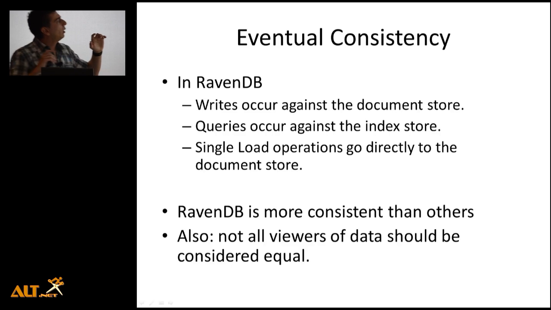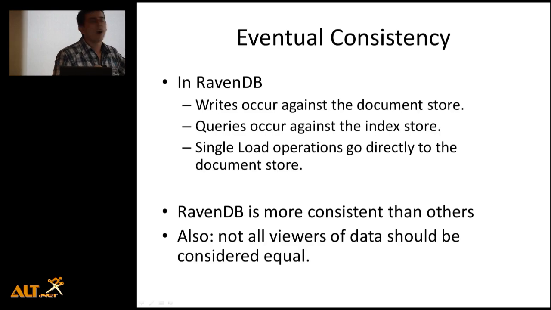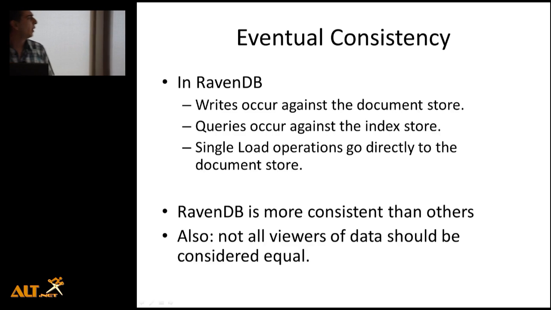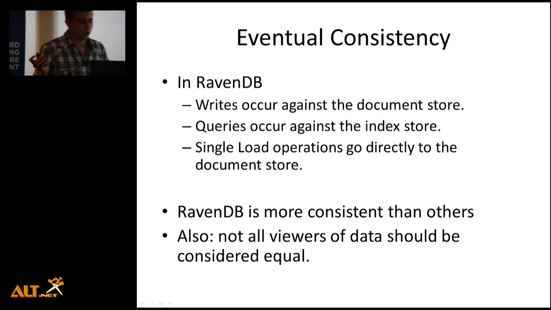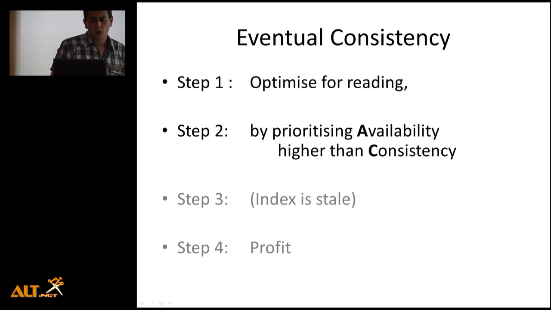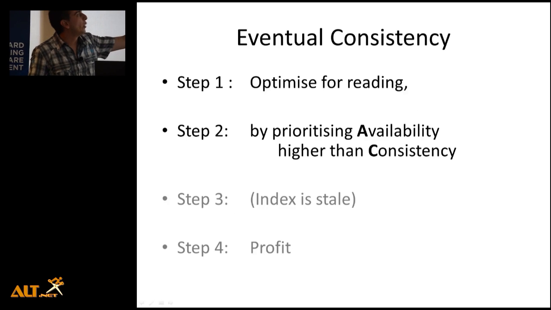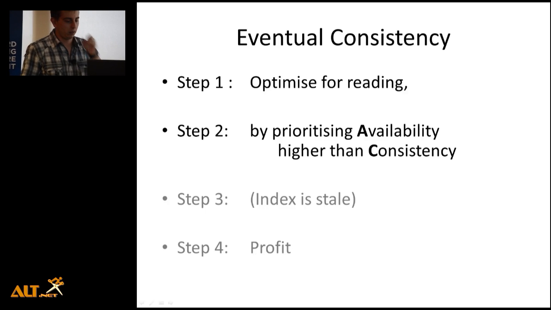Now, Raven is more consistent than others. At this point, if I was to do a load action against Raven, and I knew the ID of the document I just inserted, I would get it back. That part would be instantaneous. It wouldn't be waiting for an index update. I've got a little note there, but I don't want to touch on that unless someone's got a question. So to summarize that, we're optimizing for reading by doing this, and we're prioritizing availability over consistency.